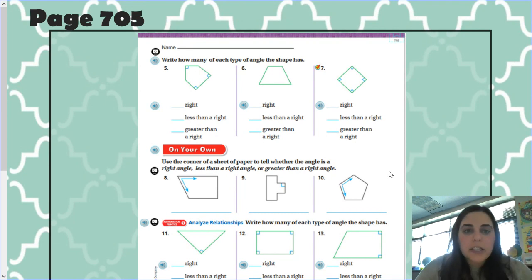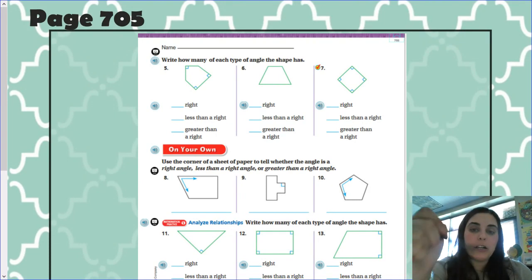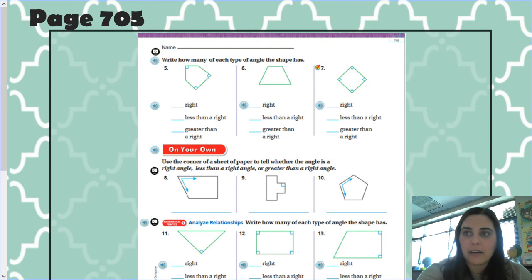Okay, so let's start at number 5. Our directions are, write how many of each type of angle the shape has. So number 5, how many right angles does this shape have? Remember, look for that special sign to tell us, is it a right angle or not?